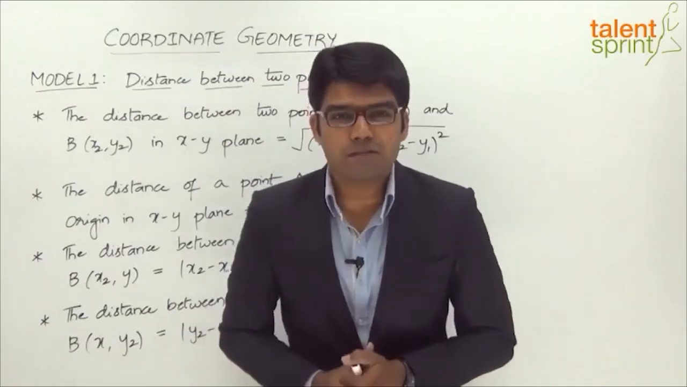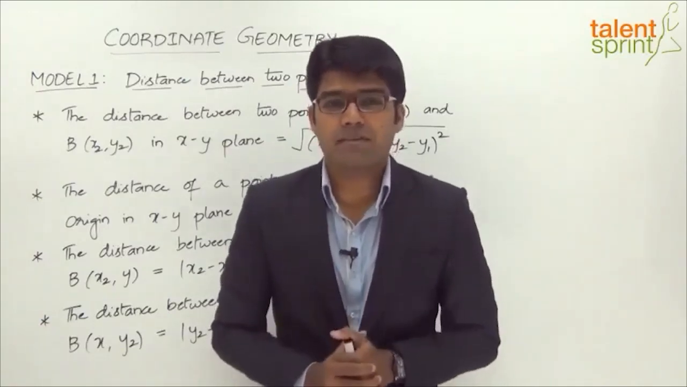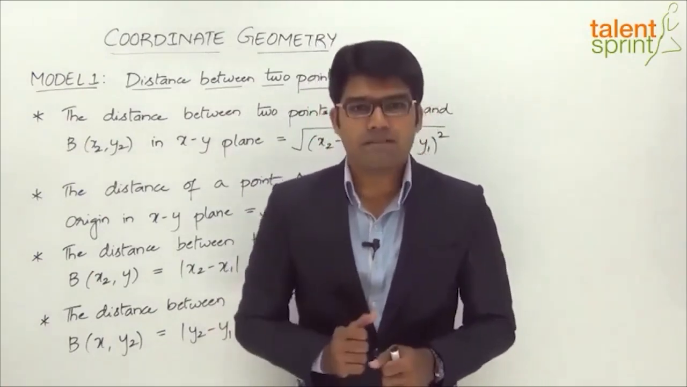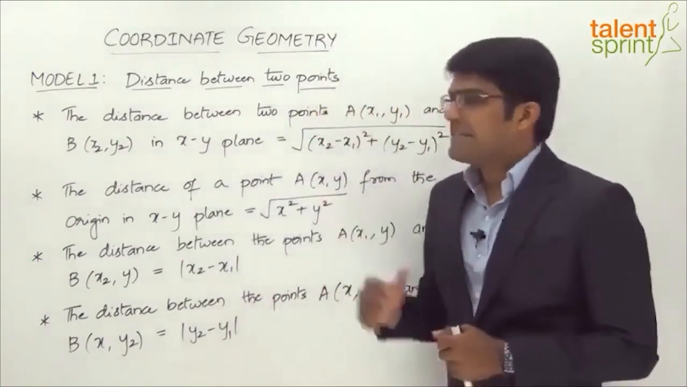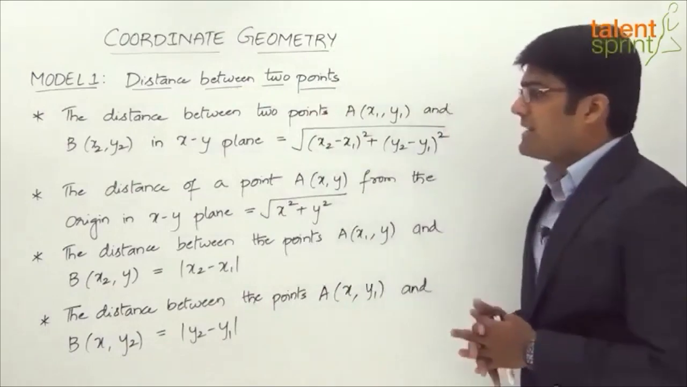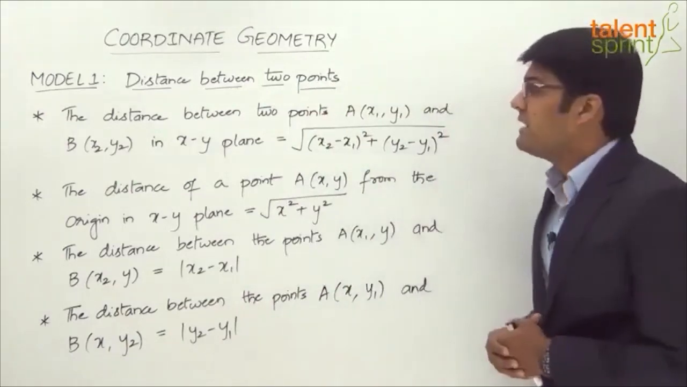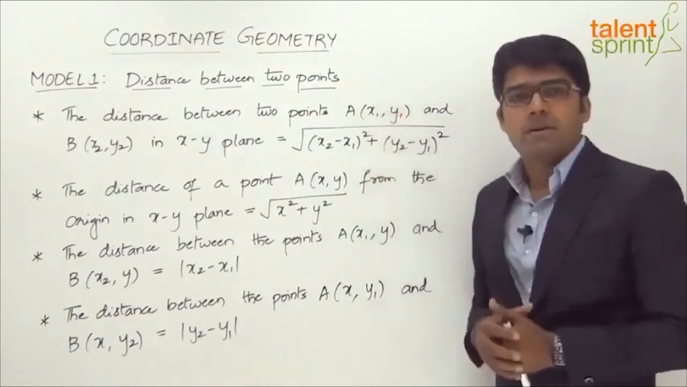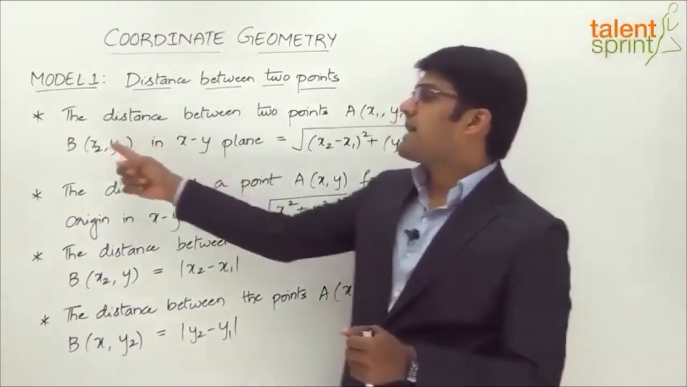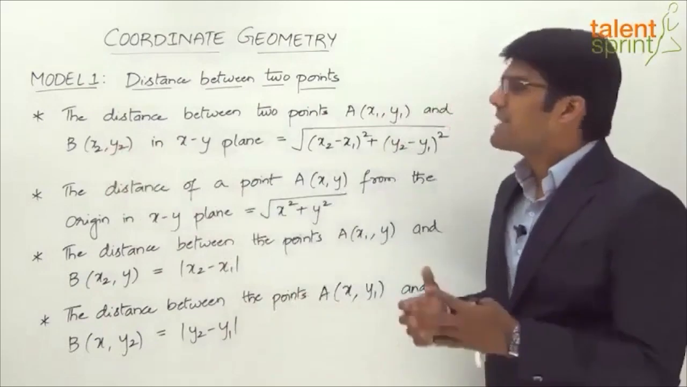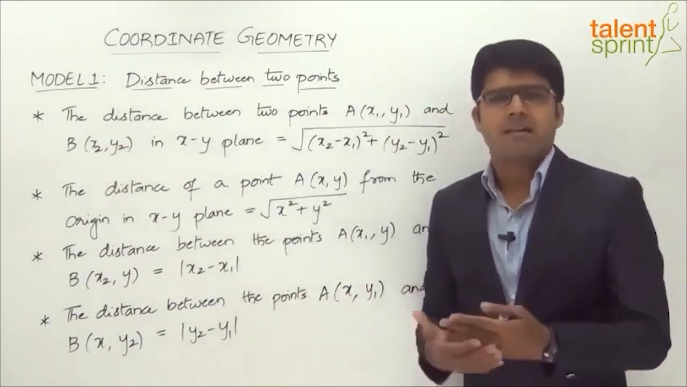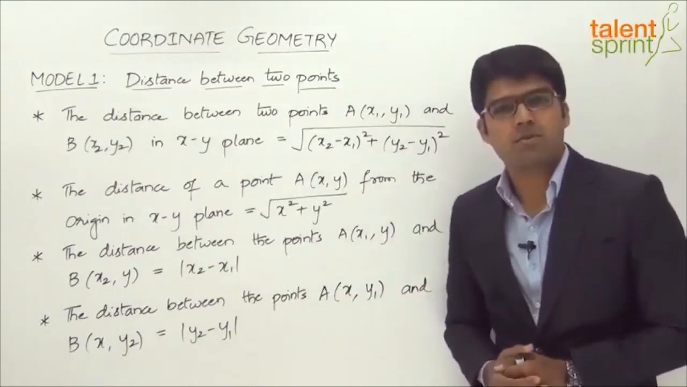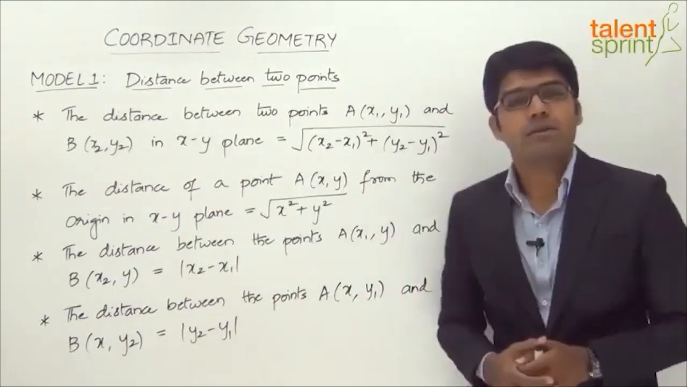Let us now look at the first model from this topic of coordinate geometry, where we shall see how to calculate the distance between two given points. Let us look at the given statements here. We have 4 statements. The first one says the distance between 2 points A, which is described by x1, y1, and B described by x2, y2 in the xy plane. What is an xy plane? A Cartesian plane, is equal to root over x2 minus x1 whole square plus y2 minus y1 whole square.